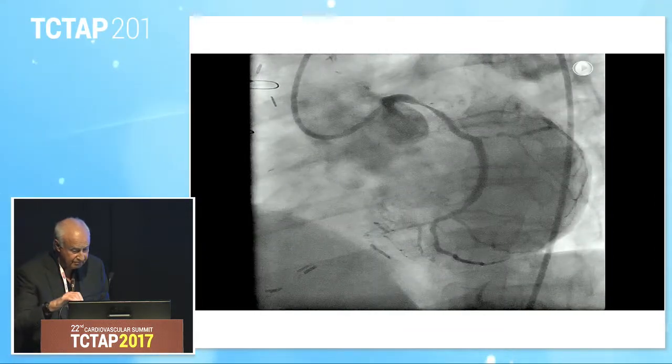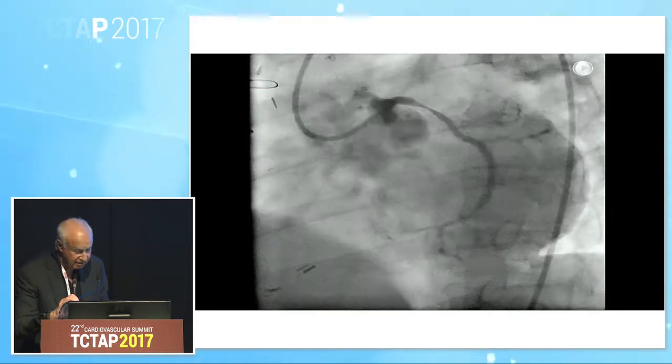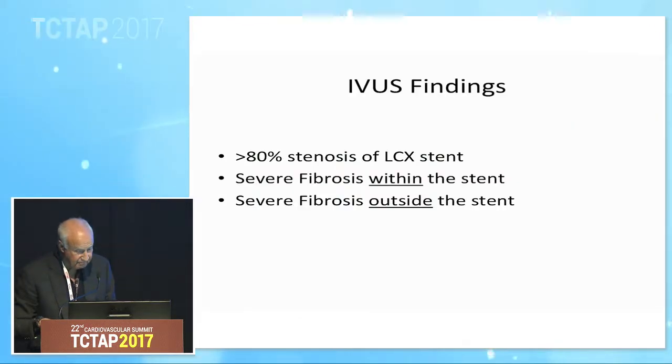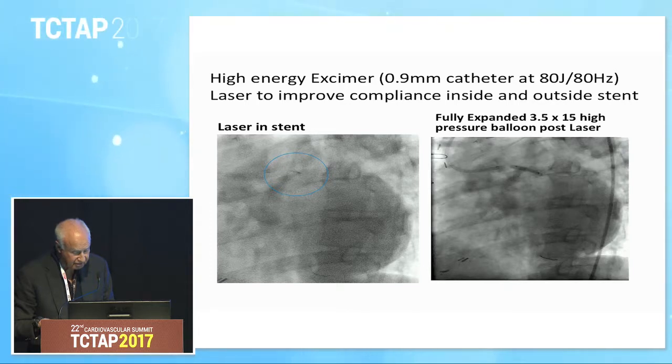You can see, just distal to the lesion, a large hunk of calcium by IVUS. It was very obvious that that was a problem. There was 80% stenosis of the LCX within the stent and severe fibrosis outside the stent. We tried a cutting balloon, which even at 16 bar didn't really do anything to the lesion. We then used the excimer laser in the way I described, and following excimer laser with a high pressure balloon, it was possible to fully expand the balloon.